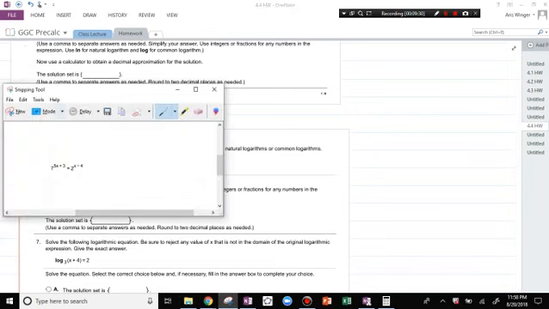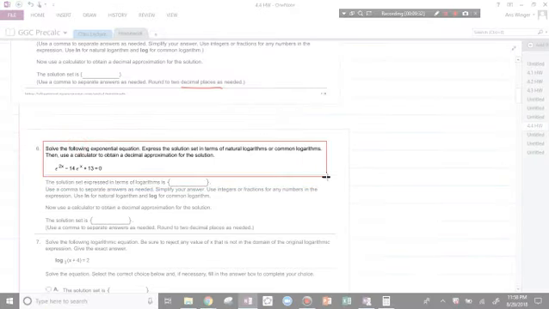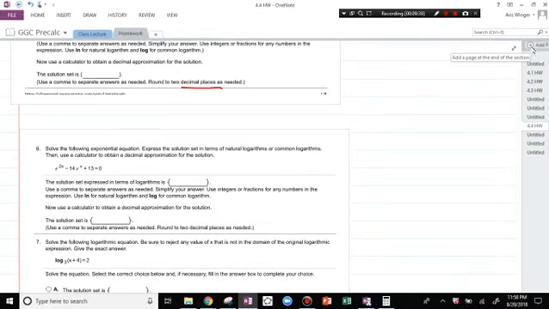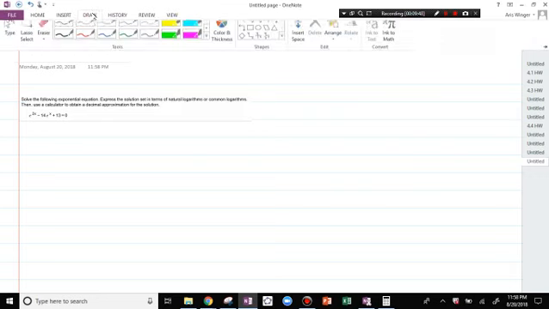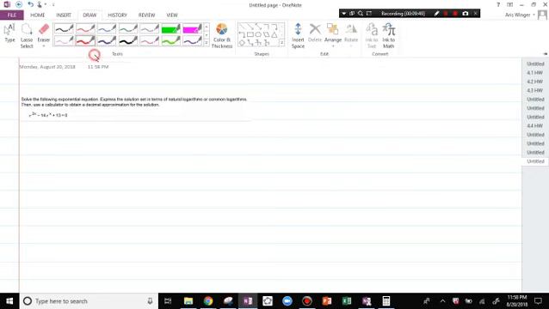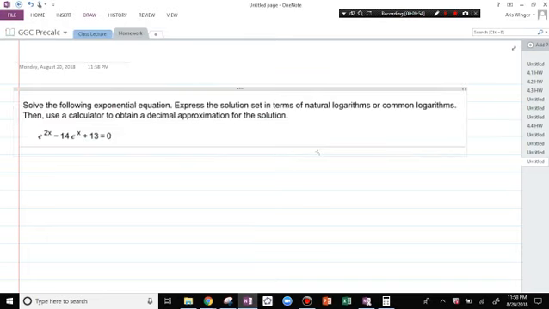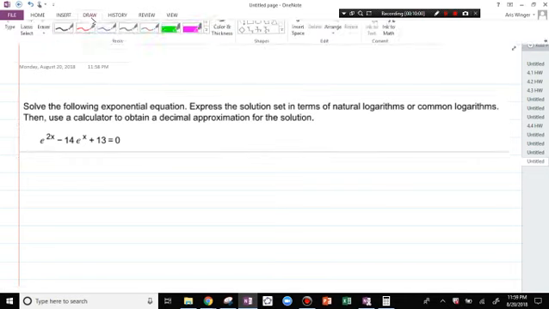Number 6, we're being a little tricky. We have multiple exponentials here. As a matter of fact, we have a quadratic as an exponential. We have a quadratic in the exponential. What does that mean? It means that if you took a look at this in terms of e to the x, then it looks like something that we can factor.